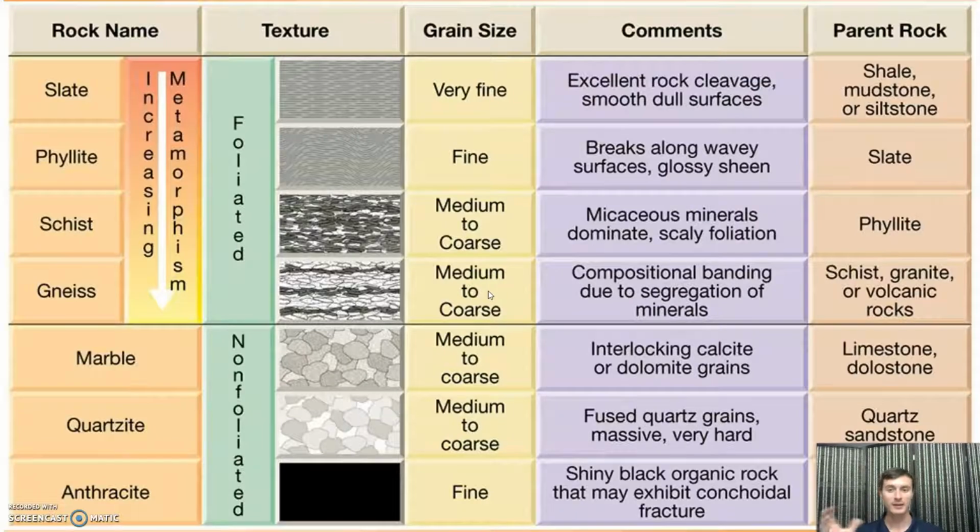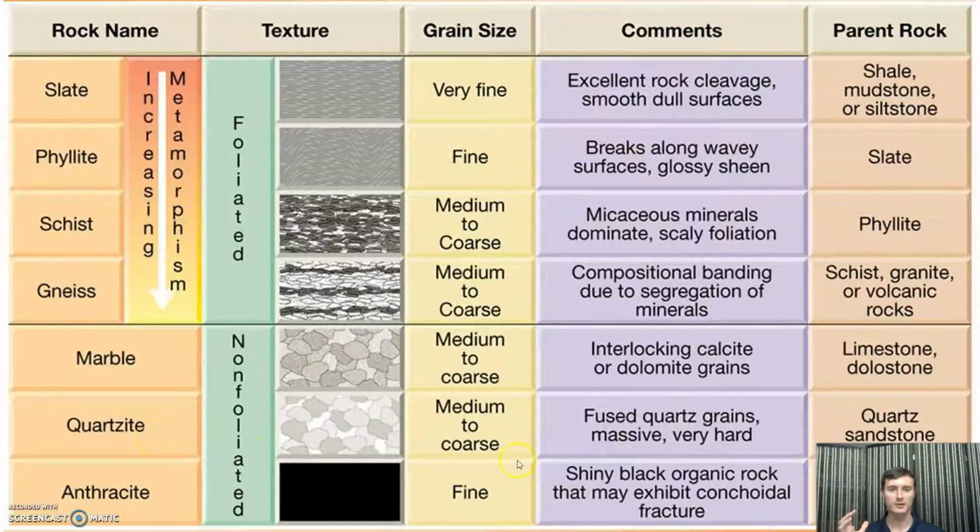So now we're going to get to the non-foliated side of things. You can look at your textures here and you don't see any kind of a pattern to it, no layering. First we have marble, then quartzite, and then anthracite. So marble is what happens whenever you take a limestone or a dolostone, something that is kind of like a limestone, and you put it through the metamorphic process. Marble is the result. Yes, this is the same marble you have heard of.